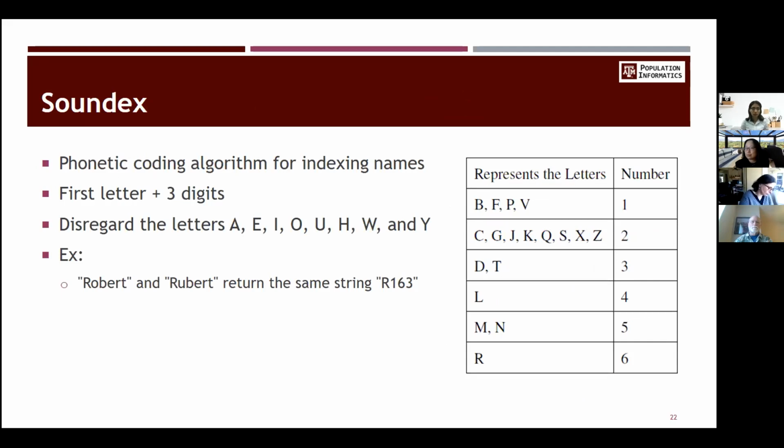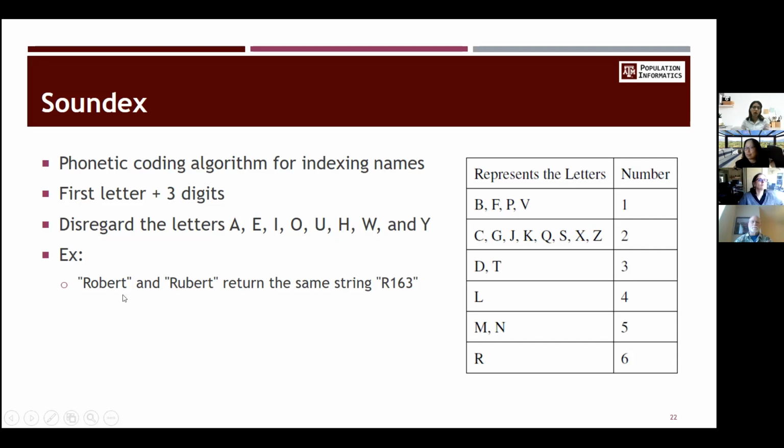Soundex code is a phonetic coding algorithm for indexing names. The application is for names that are spelled differently, but we pronounce them in the same way. For example, Robert with O and Rupert with U. For creating a Soundex phonetic code, we use the first letter followed by 3 digits that can be computed based on this table. There are other rules. For example, we disregard these letters: A, E, I, O, U, H, W, and Y.